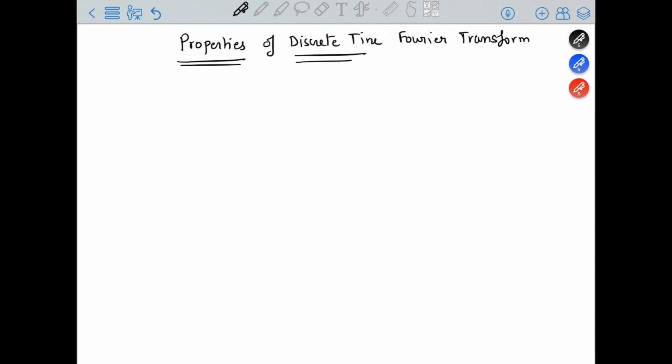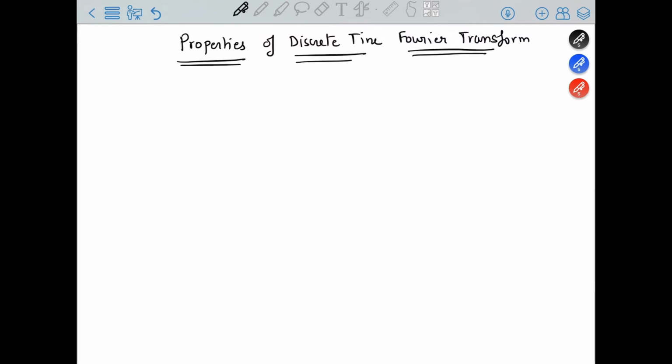Hello everyone. So in this video we will discuss the properties of discrete time Fourier transform. We have already seen the properties for the continuous time Fourier transform, and the form of the properties of discrete time Fourier transform is quite similar to what we have discussed in the continuous time case, but there are some quite significant differences which arise due to the discrete nature of discrete time functions, and we will see as we move on into this lecture.